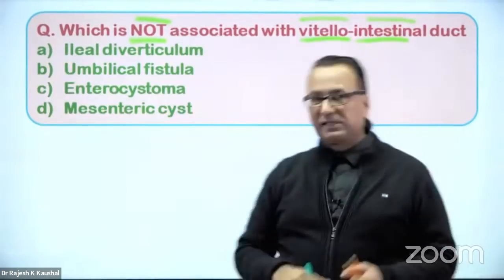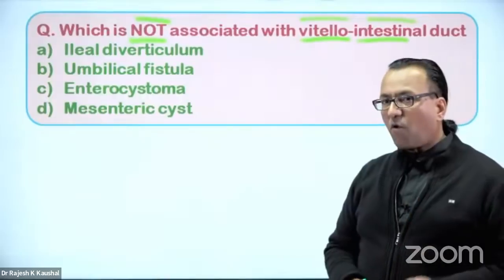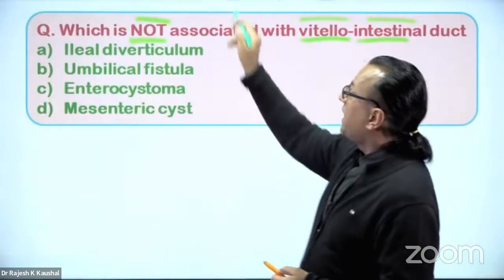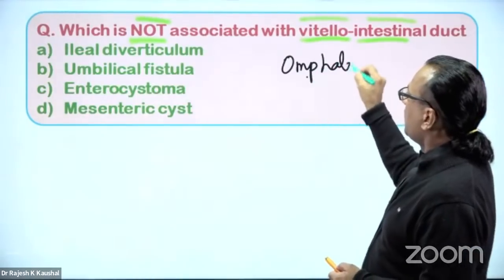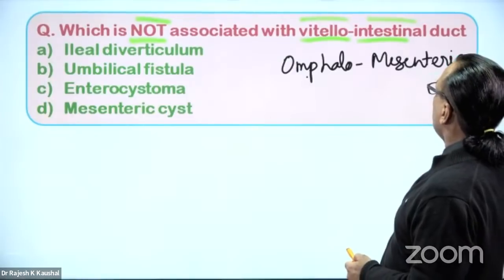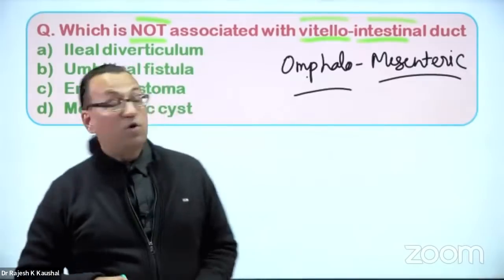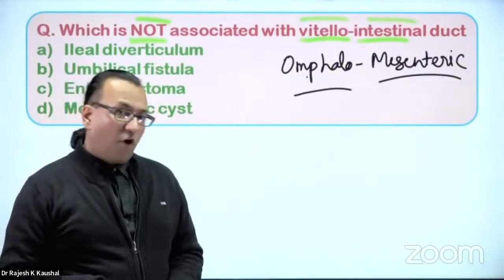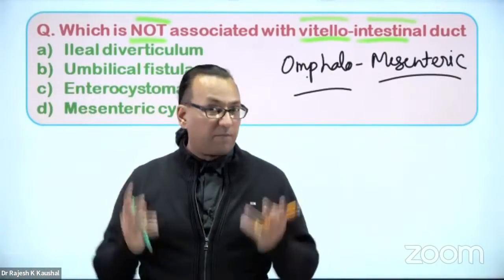Now, Vitello means the yolk sac. Intestine is the gut tube. There is one more name which comes for the same structure. We call it the omphalomesenteric duct. So you must be careful about using these terminologies. Vitello-intestinal duct is also called the omphalomesenteric duct. Now, normally, this duct is embryological. It must disappear, but it may be persisting.